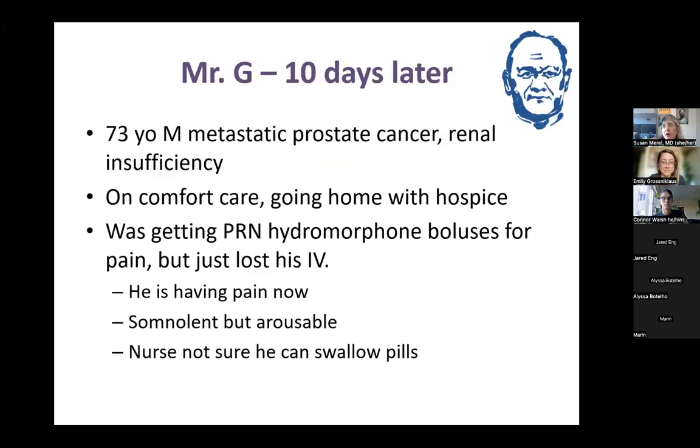All right. Poor Mr. G is still in the hospital 10 days later. He has, again, metastatic prostate cancer, renal insufficiency. He's on comfort care. He's going home with hospice. The nurse calls you. He was getting IV hydromorphone, and he just lost his IV. He's having pain. He's a little bit sleepy, but he's definitely arousable. And the nurse is worried about whether he can swallow pills.